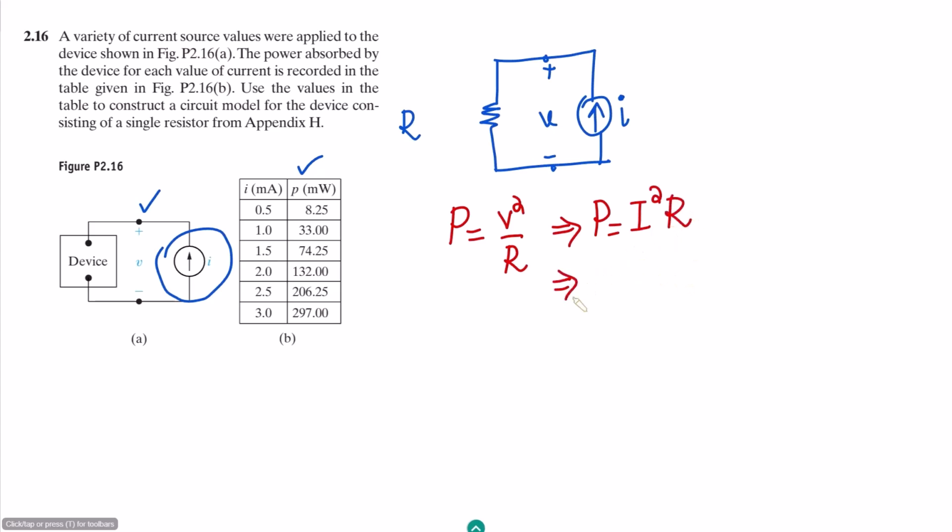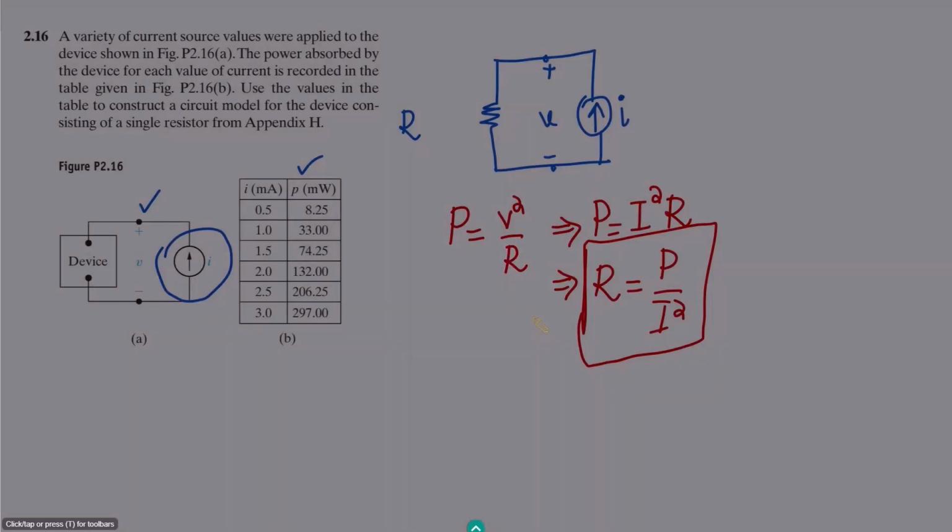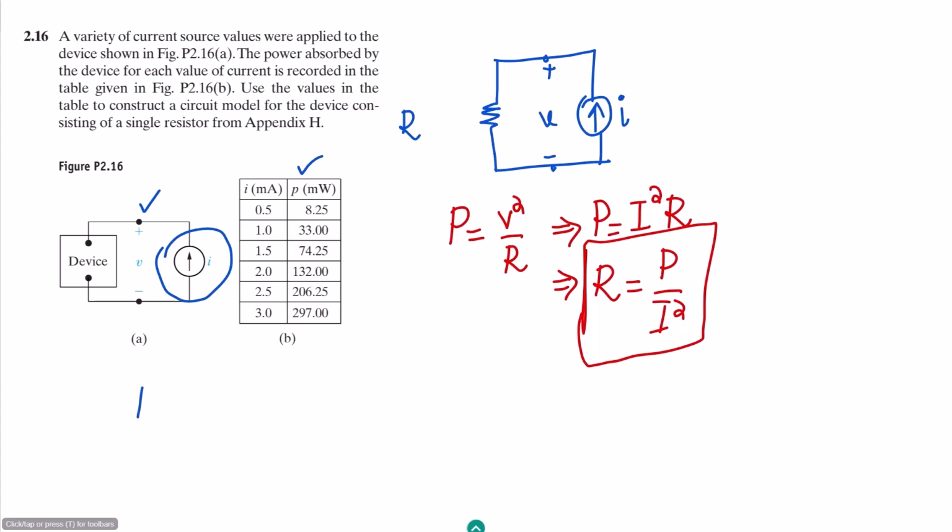In order to find the value of R from this formula, it will be P divided by I square. In this table, the only thing that will remain constant is this R. So let me formulate it for this one. Here R is equal to what? P divided by I square. For the first pair, it would be 8.25 divided by 0.5 square, and that is equal to 33.00 divided by 1.0 square for the second one.